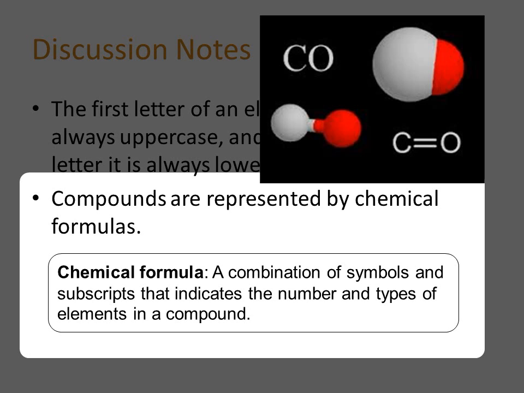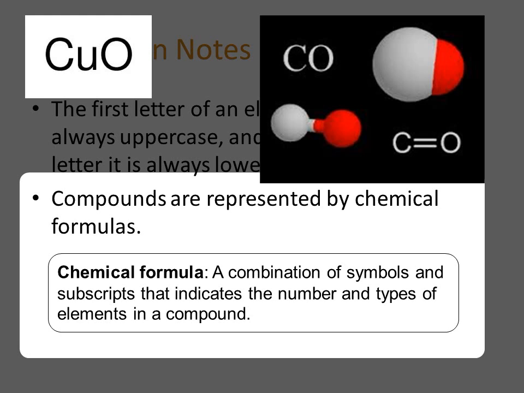Compounds, however, are represented by chemical formulas. A chemical formula is just a combination of symbols and subscripts that indicates the number and types of elements in a compound. For example, copper oxide is made up of the elements copper and oxygen. Copper sulfate is made up of the elements copper, sulfur, and 4 oxygens.